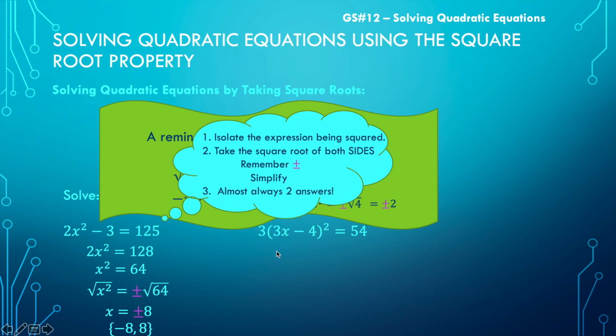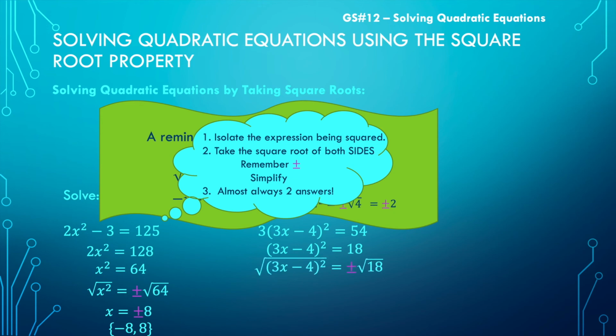So we want to get this other number over here, this other 3, out of here. And we'll do that by dividing both sides through by 3. When we do that, we get 3x minus 4, that quantity squared, is equal to 18. Now, that expression that's being squared is isolated. I can take the square root of both sides of the equation, remembering my plus or minus.